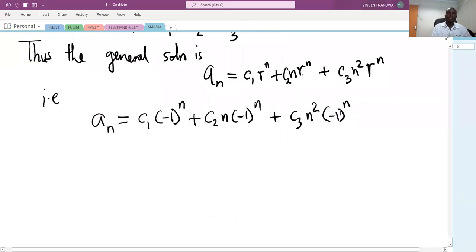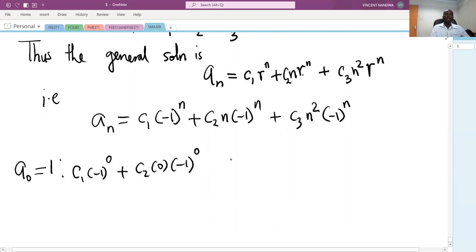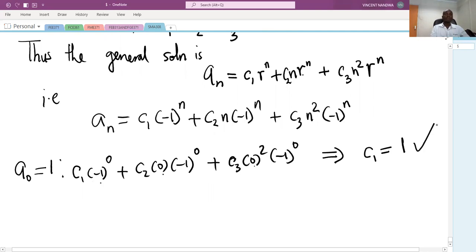of C1, C2, and C3. So I've been given that a_0 is 1. So this means we replace n with 0 in this general solution. So C1 (-1)^0 plus C2 times 0 times (-1)^0 plus C3 0^2 (-1)^0. So this implies that C1 is 1, because this term will be 0, this term will be 0, and then (-1)^0 is 1. 1 times C1 is C1. So this is the value of C1.